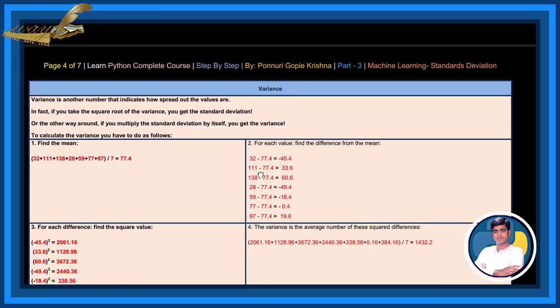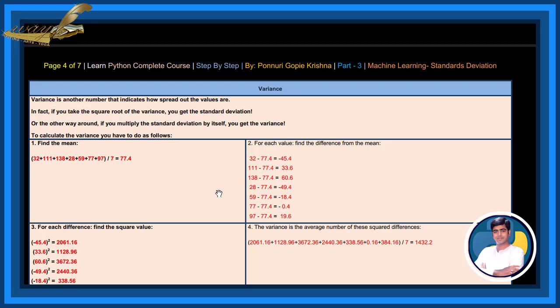Variance. Variance is another number that indicates how spread out the values are. In fact, if you take the square root of the variance, you get the standard deviation, or the other way around, if you multiply the standard deviation by itself, you get the variance. To calculate the variance, you have to do as follows.